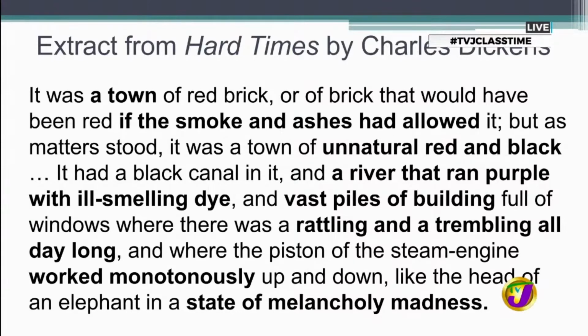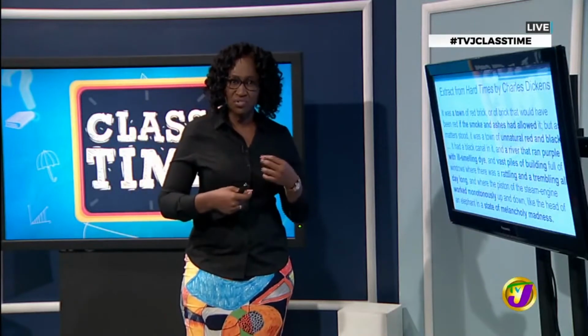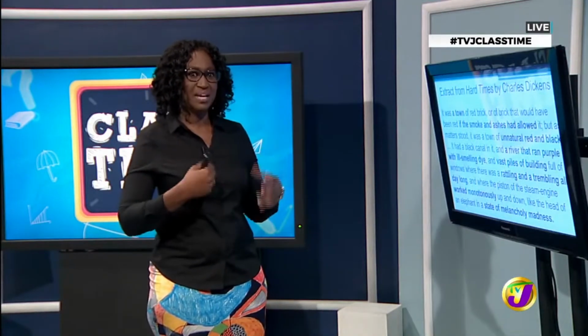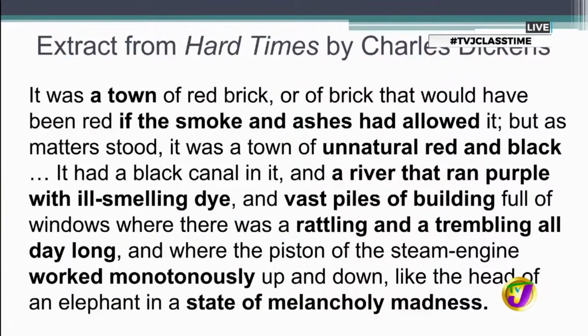So in this piece, we have the place. We know it's a town. We're not sure about the time because it hasn't given us a specific time, but we know that it's a period of industrialization because it's talking about different mechanics and different machinery. So we know it's not that far back. And we also know that the mood is not a happy one because we use words like monotonously and words like melancholy madness. So those are not words that inspire happiness or joy. So these are words that tell you that there's a sadness going on right here.